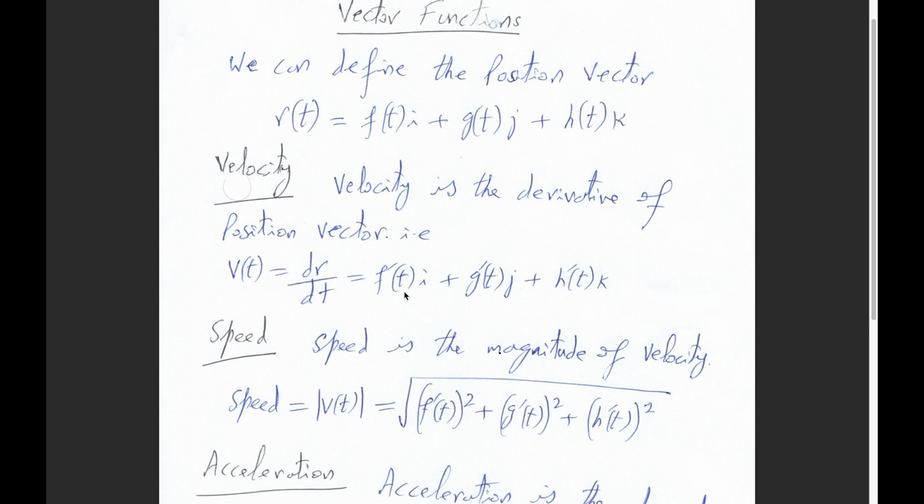So that will be the square root of (f prime t) whole square plus (g prime t) whole square plus (h prime t) whole square. So that will be your speed.